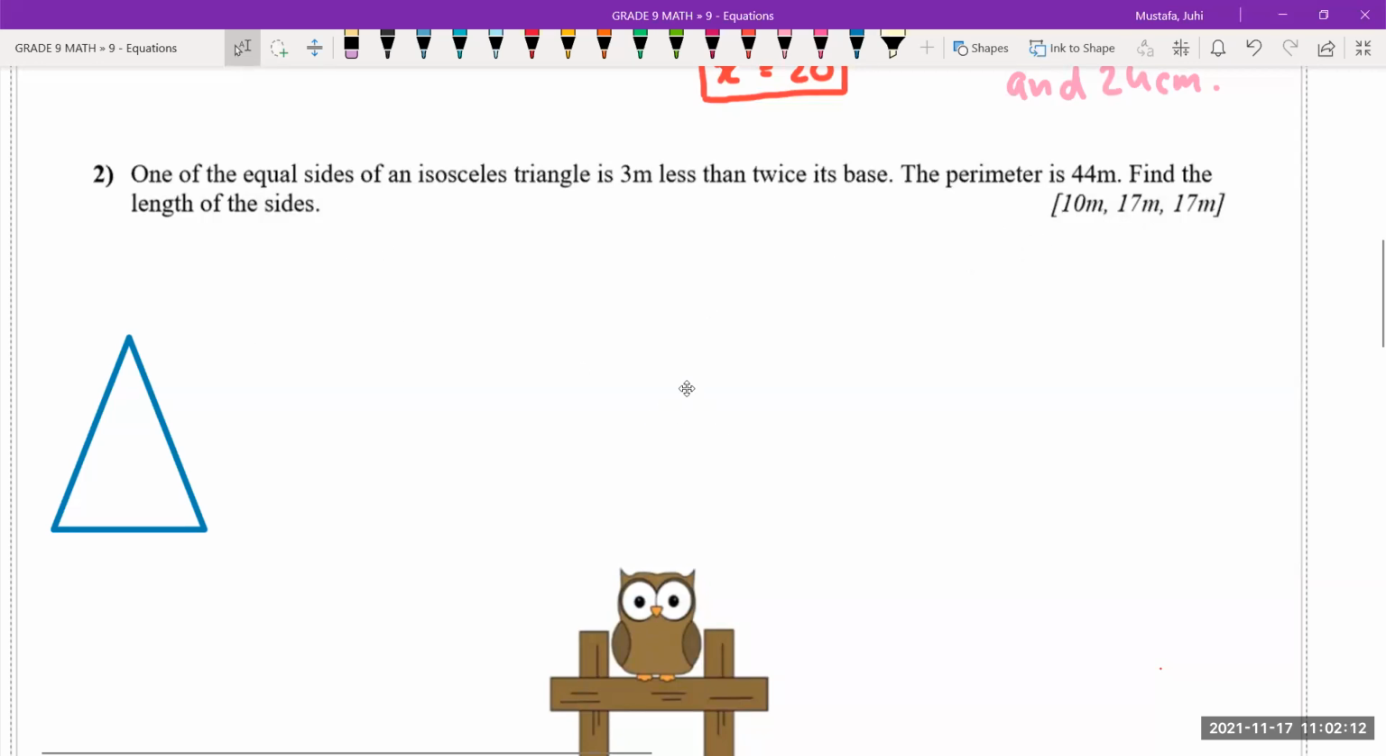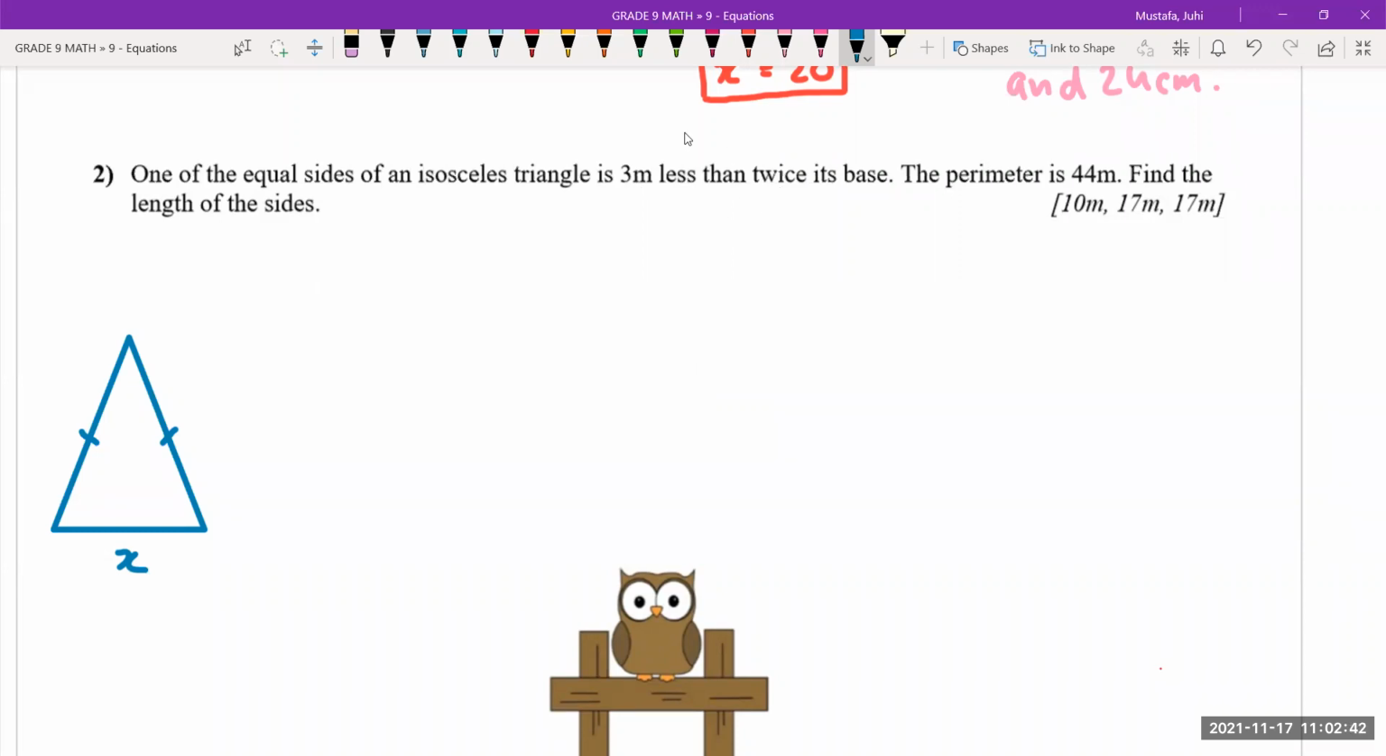Okay, let's think about this. One of the equal sides of an isosceles triangle. If you didn't know this, an isosceles triangle has 2 equal sides, which are going to be found here and here. And then this is called the base. So it says one of these equal sides is 3 meters less than twice its base. If I call the base x, what will one of the side lengths be? How do you represent 3 meters less than twice its base?